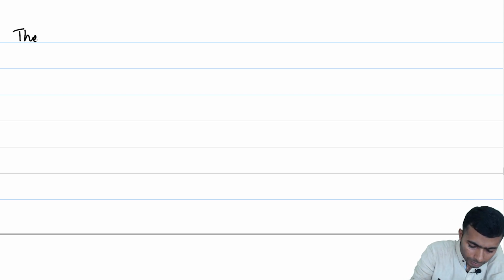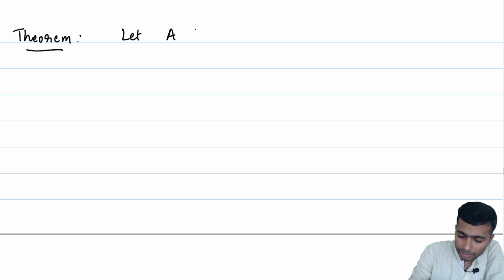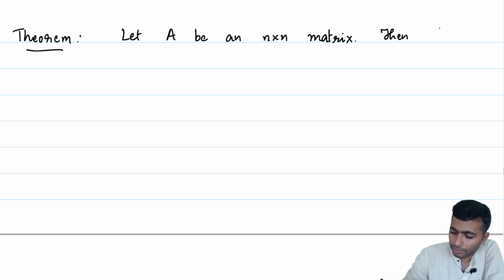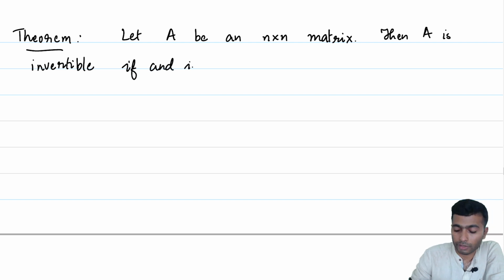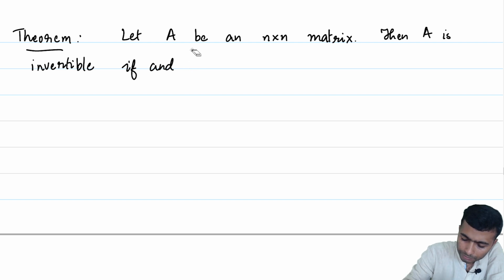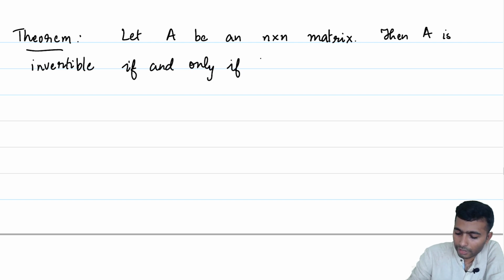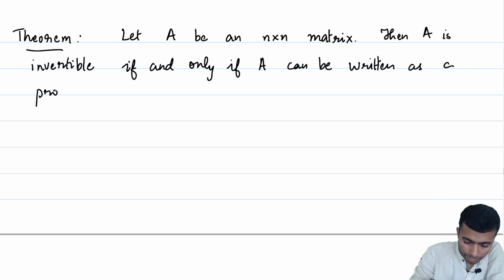Theorem. Let A be an n cross n matrix. Then A is invertible if and only if A can be written as a product of elementary matrices. If A can be written as a product of invertible matrices.